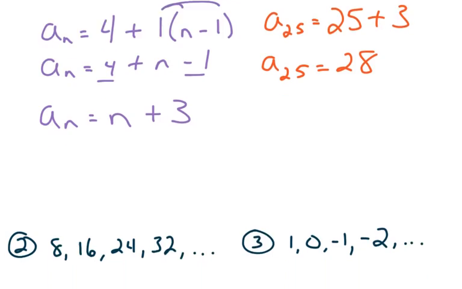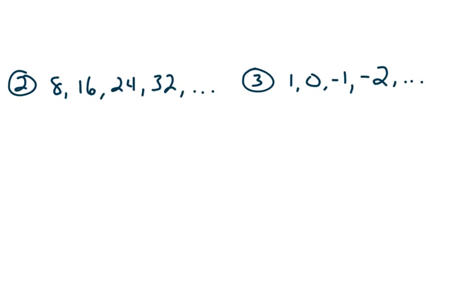Let me scroll up here. Number 2, 8, 16, 24, 32, and so on. So we need to figure out the first term, so a sub 1. That's always the first number in your list. That's 8. And then your common difference, let's see, to go from 8 to 16, we're going up 8. 16 to 24, up 8. And hopefully you can see that our common difference here is also 8. So our first term and our common difference are the same. Is that going to happen often? It's tough to say, but it can.